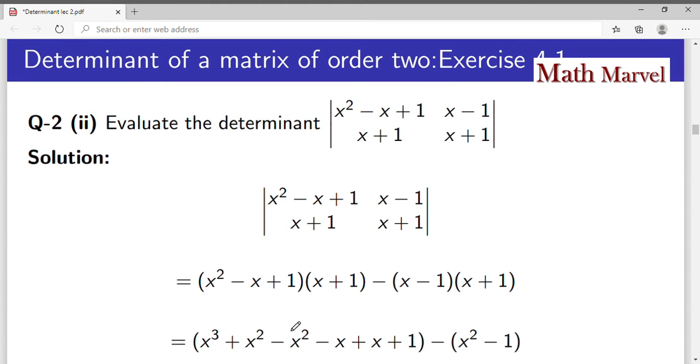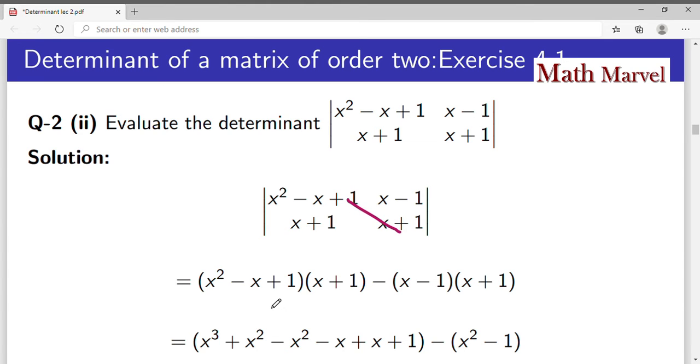Question number 2, second question. Evaluate the determinant. Here x square minus x plus 1, x minus 1. Second row contains x plus 1, x plus 1. Now, in the previous example, the elements of the determinants were real numbers. Here, instead of a real number, the variable x is given. Okay. So now, how to find the value of this determinant? Again, the procedure is the same. The determinant is given. Here do first the cross multiplication.